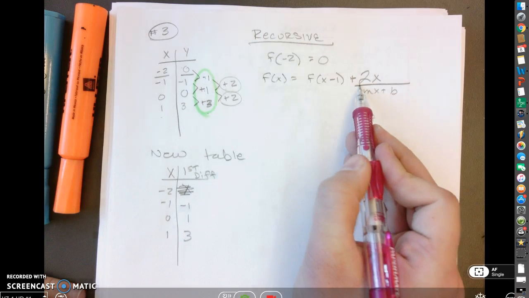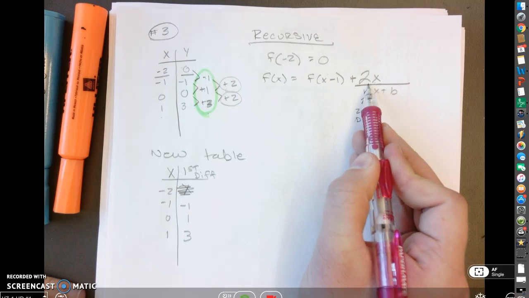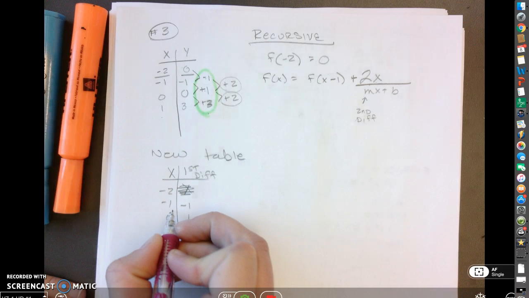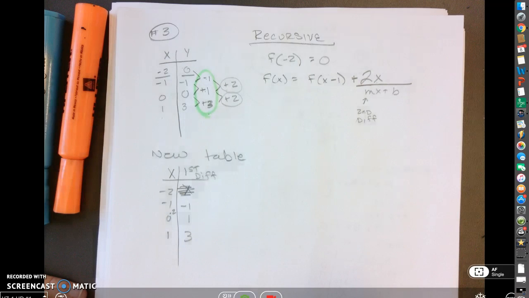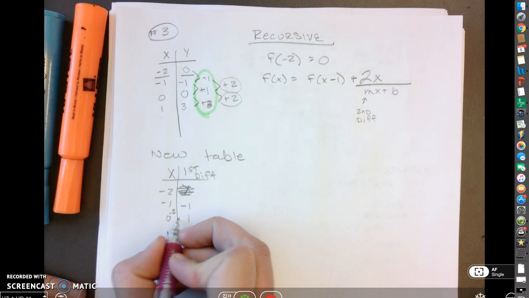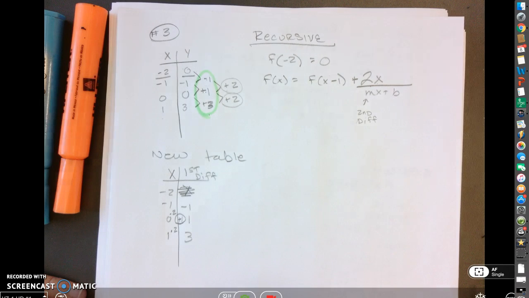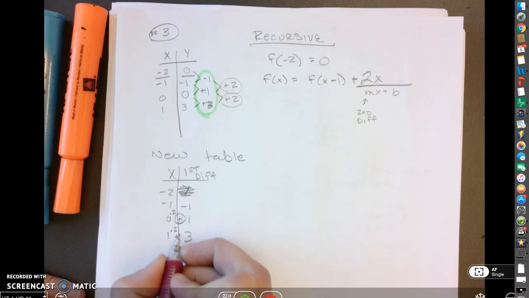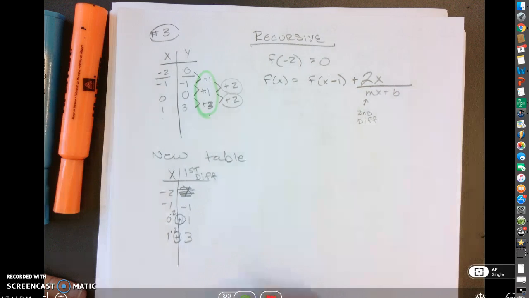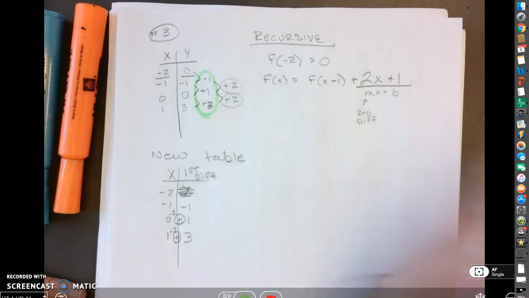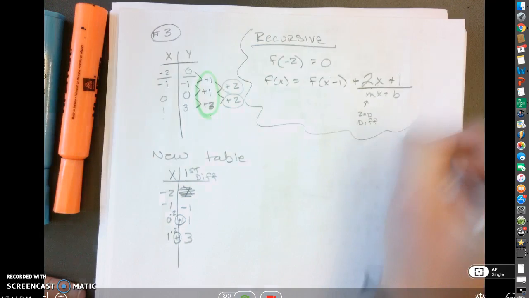You told me that I needed to take all my x's and multiply them by 2. So here we go. I take my x's. Oh, look, 0 times 2 is 0. So what do I have to add to get to 1? I add 1. Let's do 2. 1 times 2 is 2. I have to add 1 to get to 3. So what do you have to add every time? 1. Okay, so there is your recursive equation for number 3.